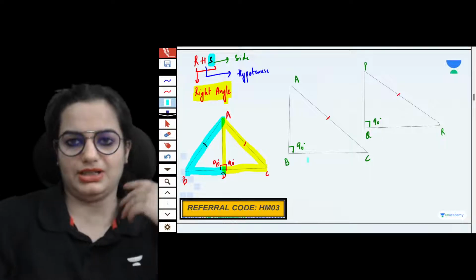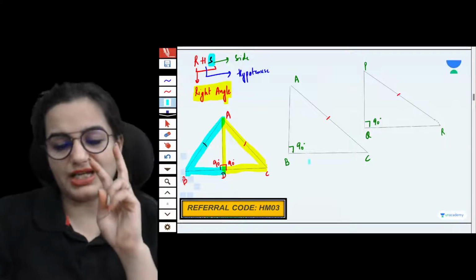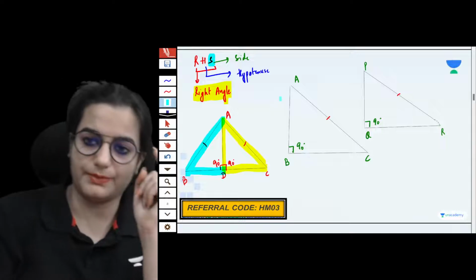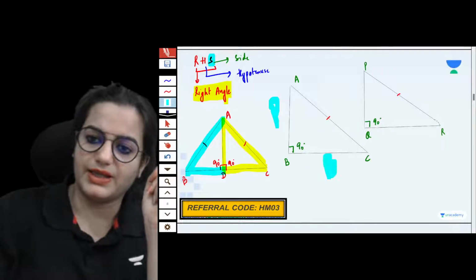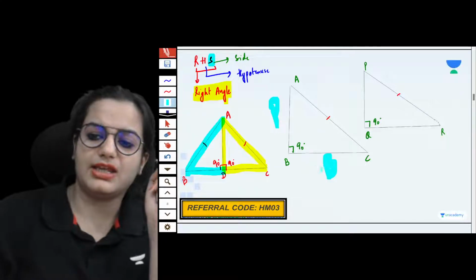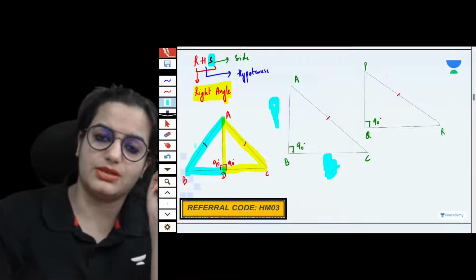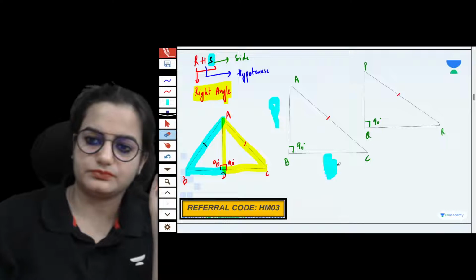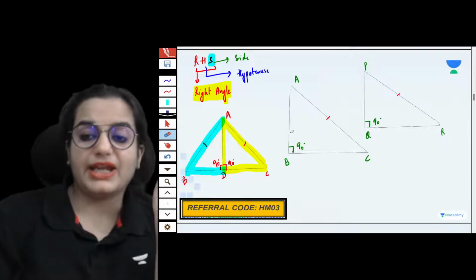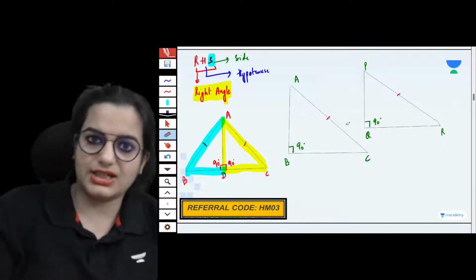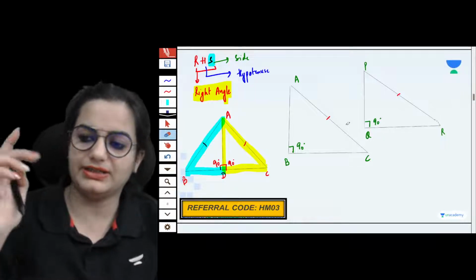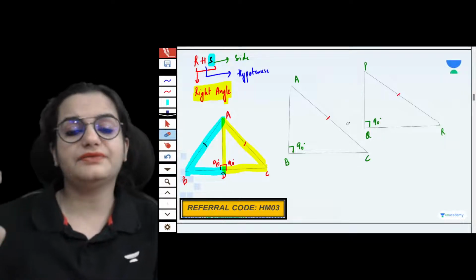So what does it mean, beta? We are having two sides. One is perpendicular and the other is base. Now if I am saying that AB is equal to PQ in this triangle, okay, fine, we can take any of the sides. Either we can take perpendicular or we can take base.